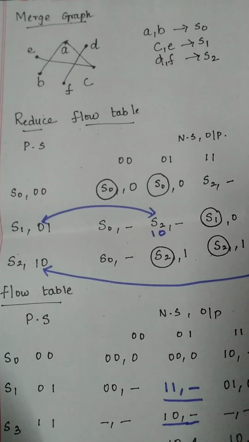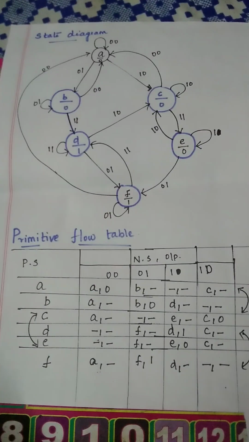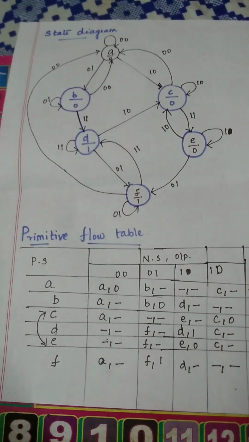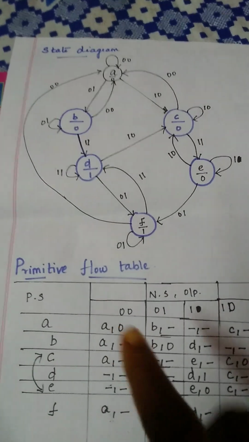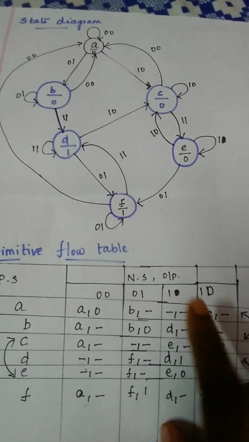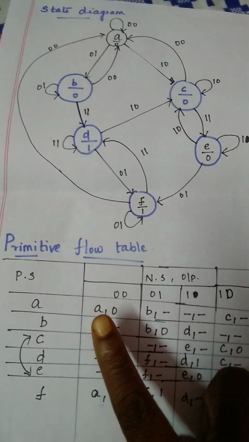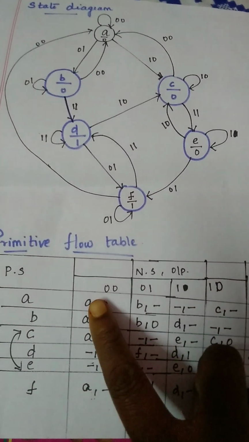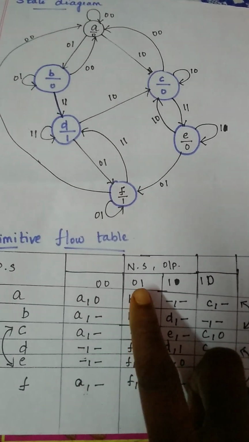After the primitive flow table, we need to draw the merge graph. Merge graph is nothing but, if you reduce the primitive flow table, we can draw the merge graph. If you see A and B, compare the variables. Your output as well as the state should be the same, as we have done in the state reduction. Already you know how to reduce the state. Your present state, the output and the next state should be the same.